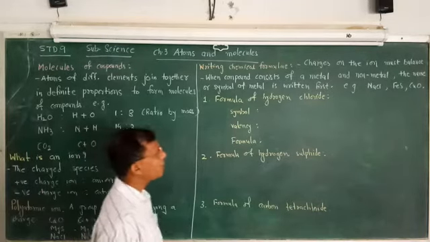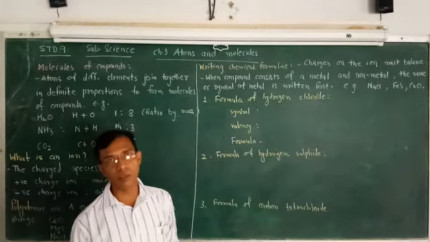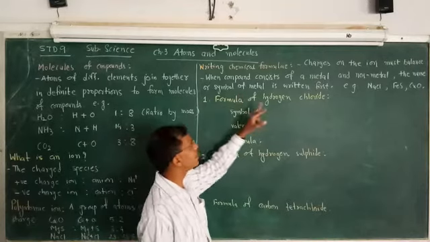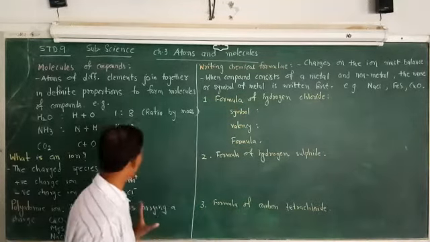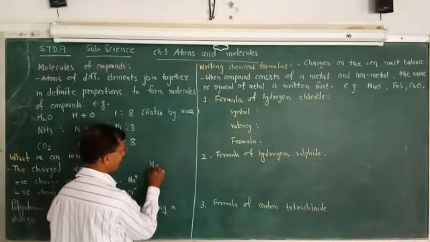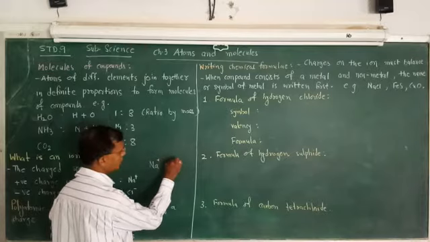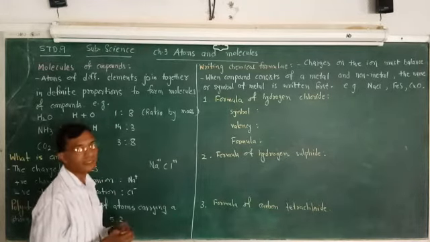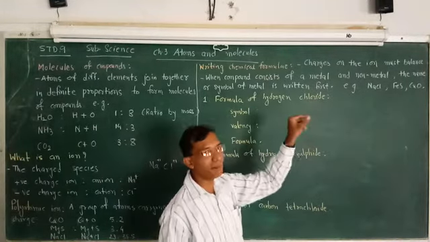Now writing chemical formulas. There are some rules on how to write a chemical formula. First, the charges on the ions must balance. Example, Na+ and Cl-, in NaCl, the charges are +1 and -1. Both charges will be balanced. So the charges on the ions must balance.